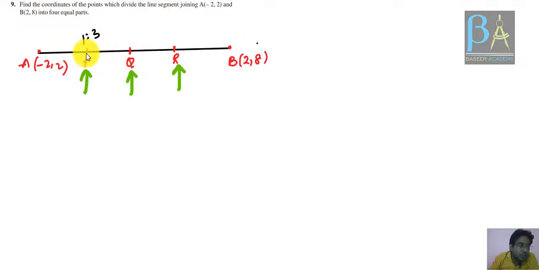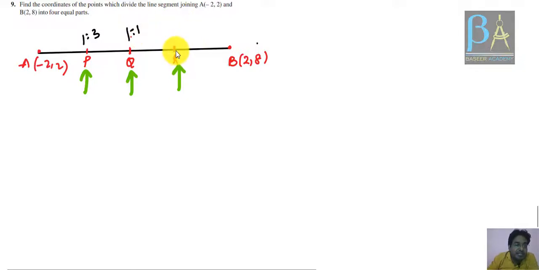How? To the left I see 2 parts and then to the right I see 2 parts. So 2:2. But then 2:2 can be written as 1:1. You can write this as 1:1 because 2 into 1 is 2, 2 into 1 is 2. So you can take the ratio as 1:1 here.